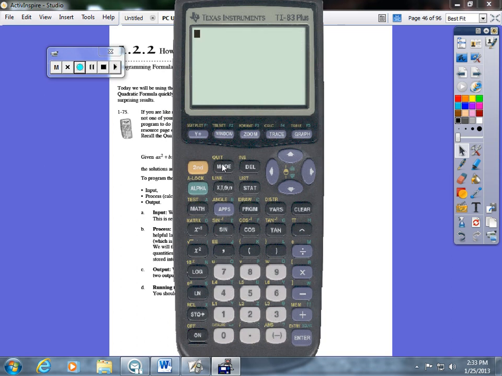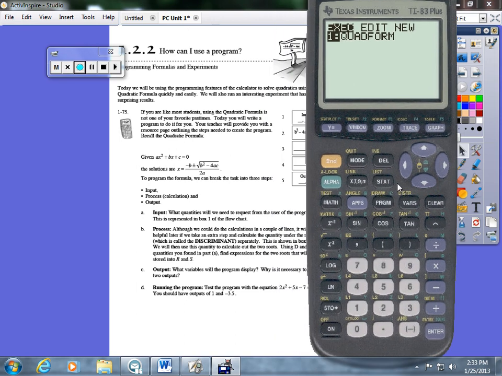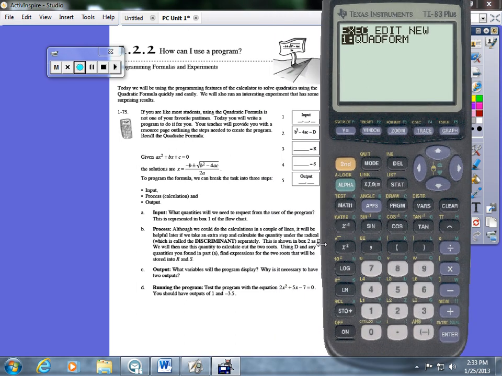So let's quit. All right, program. Select the program we're going to run. They give us a quadratic here in the book to test: 2x squared, 5x, and minus 7. So go ahead and run quad form. Hit enter. Input A, 2. Input B, 5. Input C, negative 7.